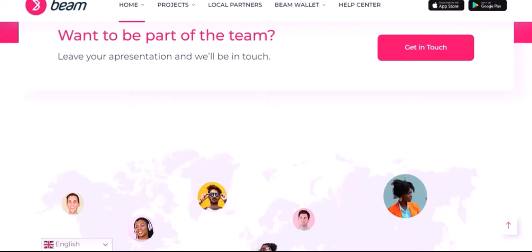By operating on its own currency, Beam offers a secure and independent ecosystem for its users. If you value your financial freedom and are seeking a truly private and secure cryptocurrency, Beam might be worth exploring.